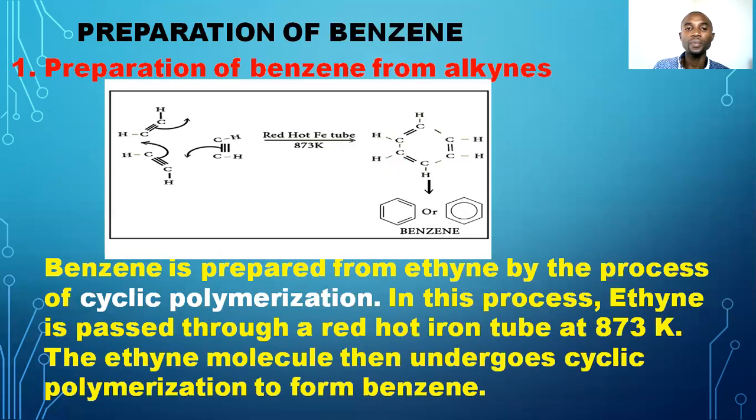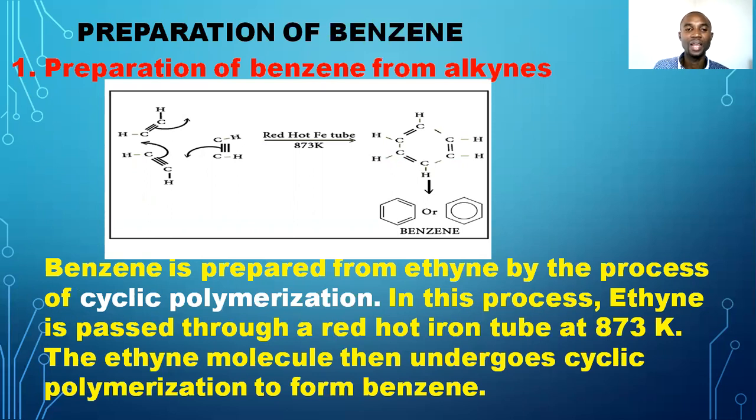Then, how can we now prepare benzene? One of the ways to prepare benzene is by cyclic polymerization. Remember, in the last video when we talked about alkynes, we said that an alkyne, which is ethyne, undergoes polymerization. When 3 ethyne molecules come together, they will form benzene. And how does it do so? By cyclic polymerization. Look at the structure.